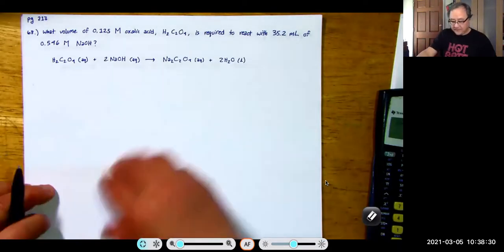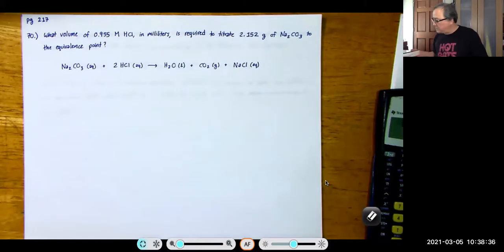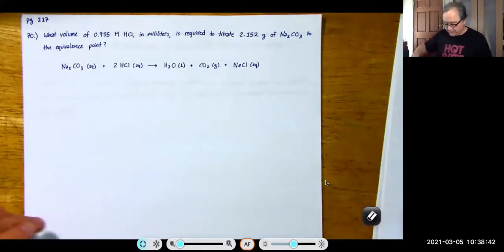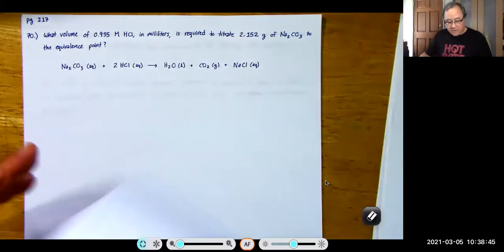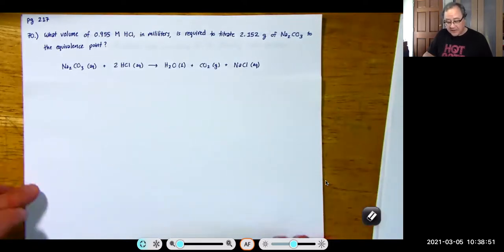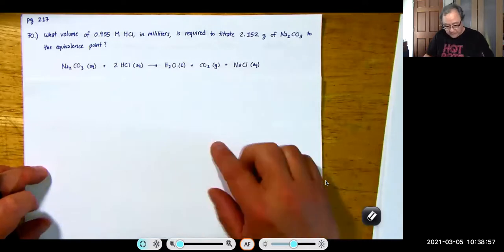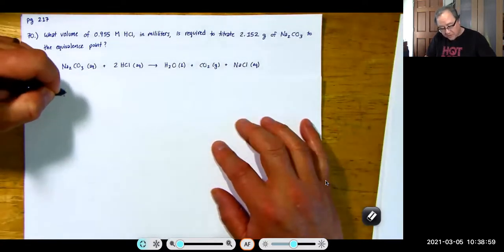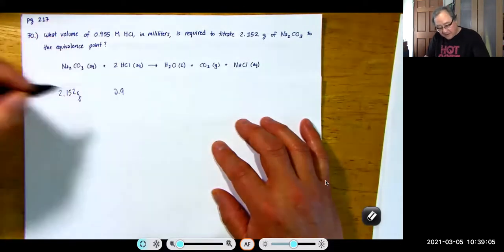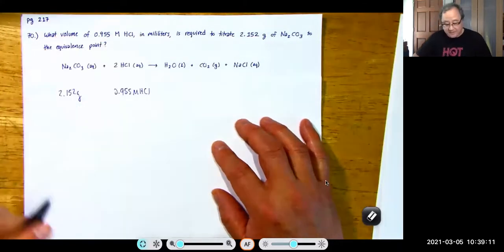Okay, the next one. What volume of 0.955 molar HCl in milliliters is required to titrate 9.152 grams of sodium carbonate to the equivalence point? So here we have 2.152 grams of the sodium carbonate, and we have 0.955 molar HCl, and we want to know the milliliters, right?